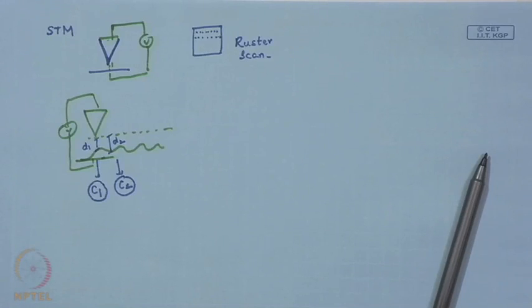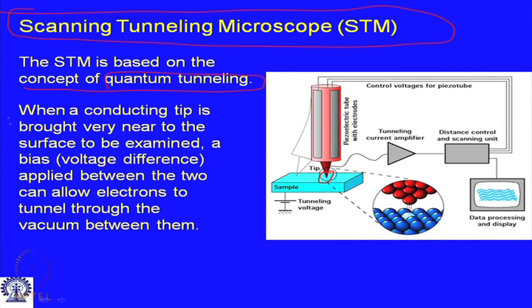There are two different modes. I am going to talk about it very quickly and very shortly. But the variation in the tunneling current itself can act as a measure of the surface topography. So, when a conducting tip is brought very near to the surface to be examined, which has to be a conducting surface also, and a bias, which is a voltage difference, is applied between the two, then electrons tunnel through the vacuum or air between them.